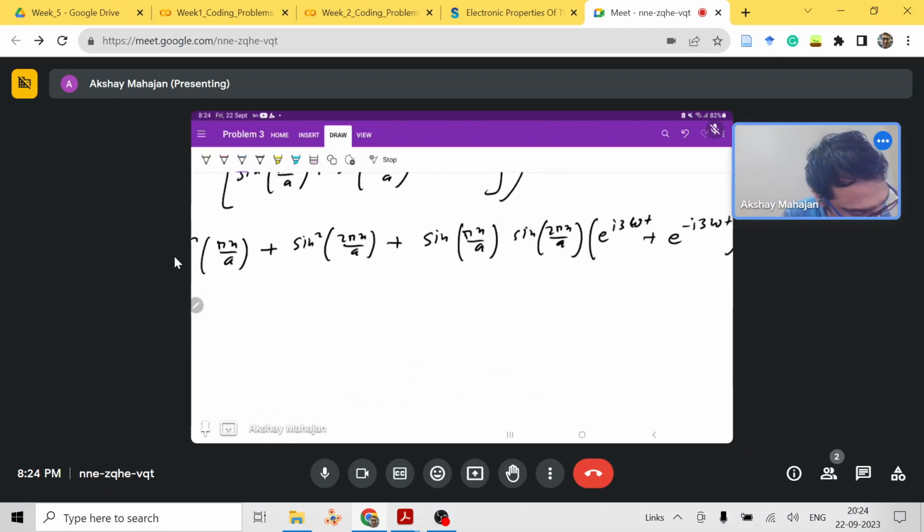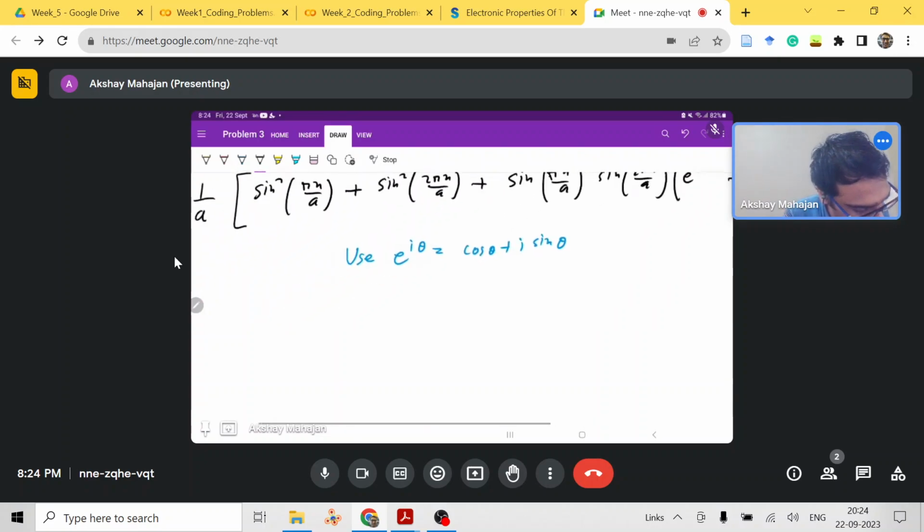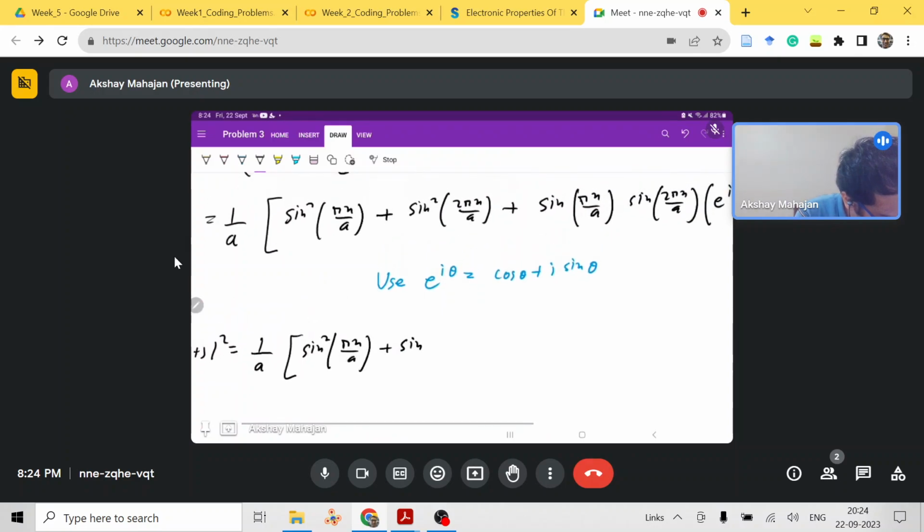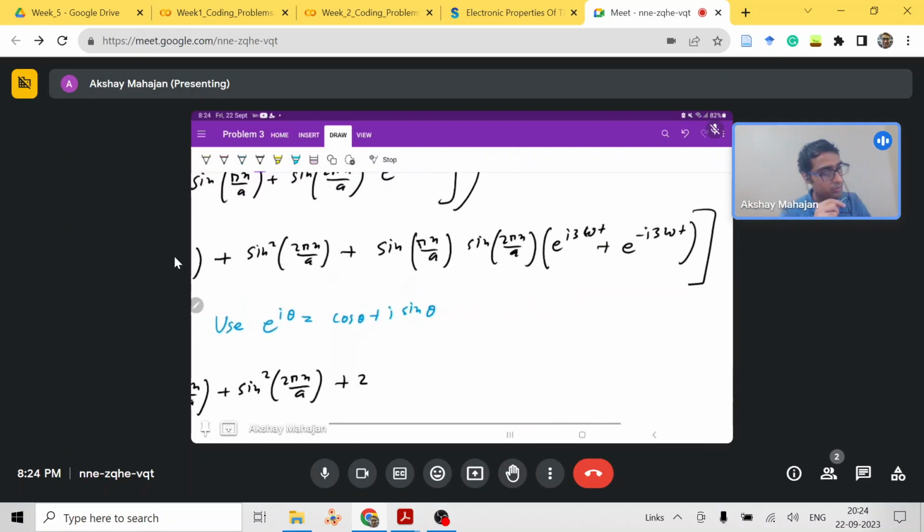Now we have to use e to the power iota theta is equal to cos theta plus iota sin theta. Right? So that gives us mod of psi of x comma t whole square will be equal to 1 by a times sine square pi x by a plus sine square 2 pi x by a plus, so this will be cos of 3 omega t plus iota sin 3 omega t. Similarly, cos of minus 3 omega t, which is just cos of 3 omega t minus iota sin 3 omega t.